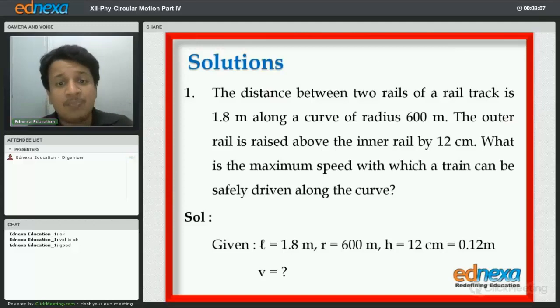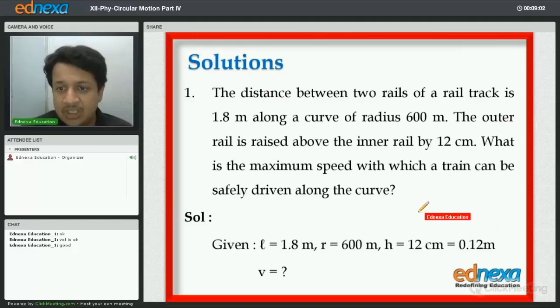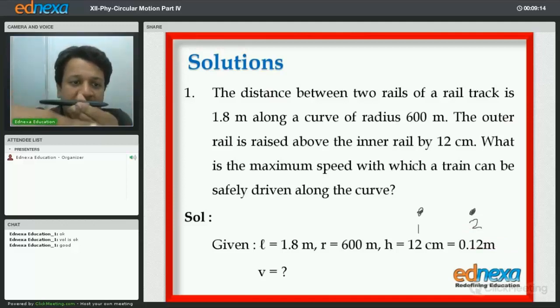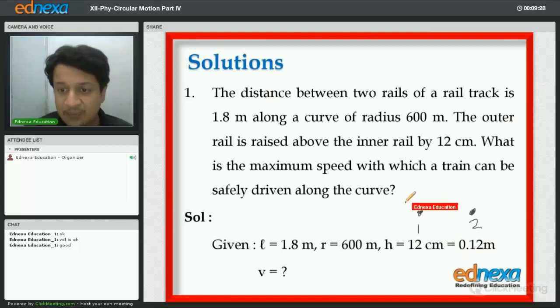So broad gauge 1.8 meter along a curve of radius 600 meter. Suppose this is one rail and this is the other rail. You may ask me, sir, how is this the first rail and this the second rail? Rails are like this, no? This is one rail, this is the other rail, and the train is going to travel on these. But if you see these rails from this side, you can observe only the step. Is it right? So after observing the step, you can say that this is the first rail and this is the second rail.